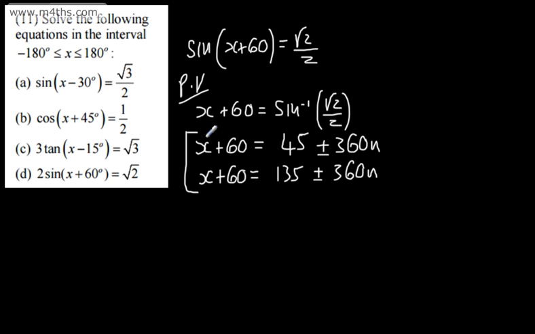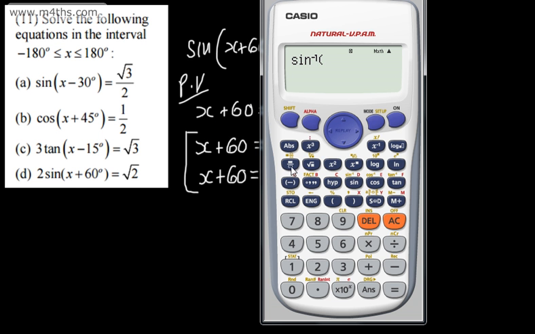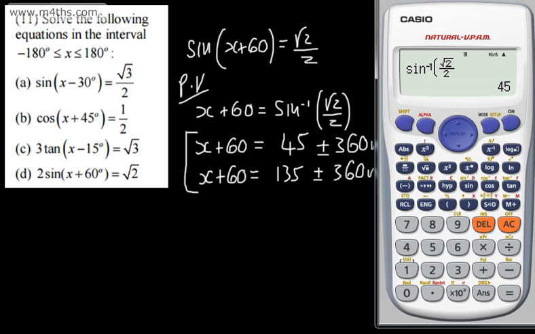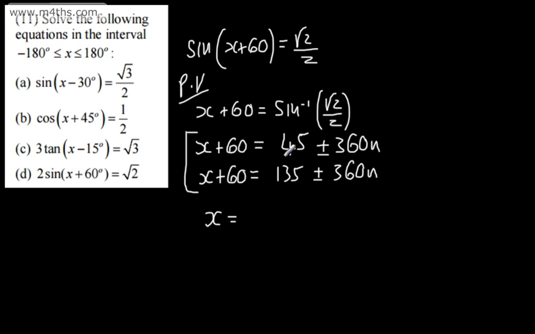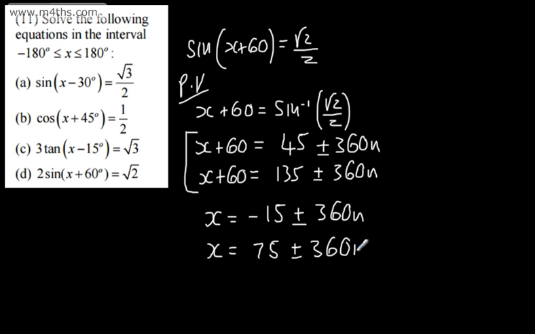That now gives us our starting place. All I've done here is hit inverse sine. So inverse sine of root 2 over 2 gives me the 45 degrees. And then all we're going to do on these is simply subtract the 60. So x is going to be equal to 45 minus 60, which is negative 15, plus or minus multiples of 360. For the other one, what's that going to give me, 75 if I subtract 60 from 135. So x is equal to 75 degrees, plus or minus 360n.